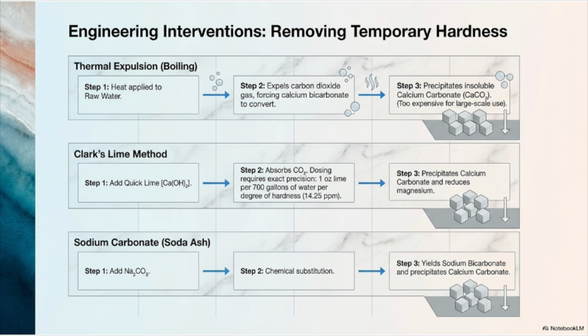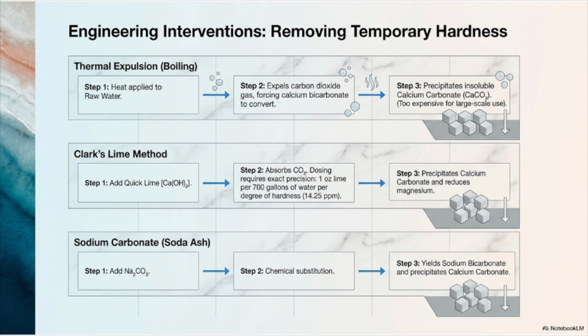The first method is thermal expulsion, or simply boiling. Heat is applied to raw water, which expels carbon dioxide gas, forcing calcium bicarbonate to convert and precipitate as insoluble calcium carbonate, though this is too expensive for large-scale use.